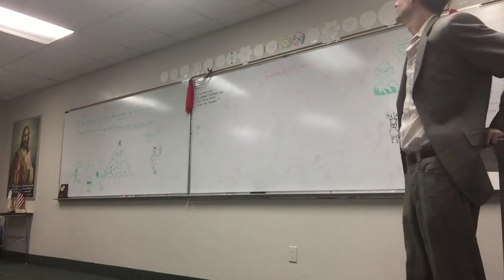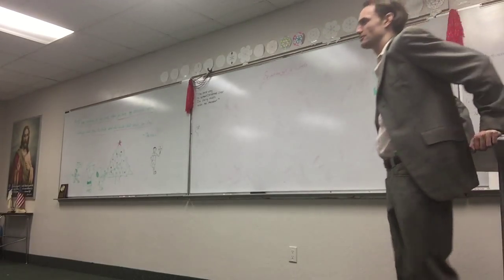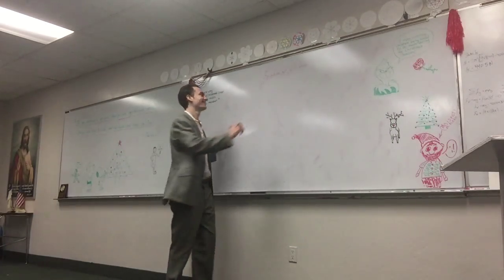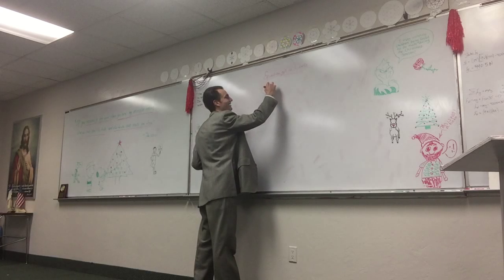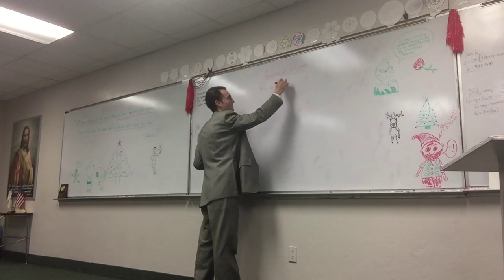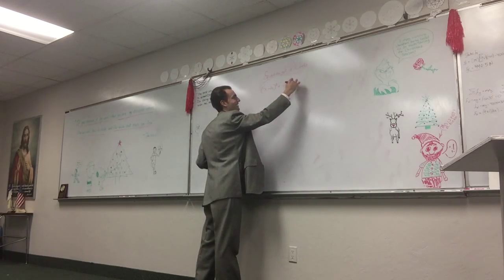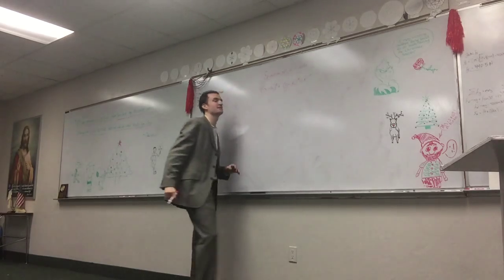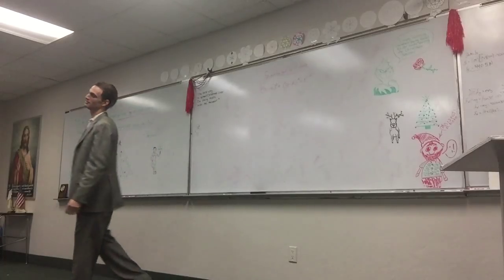Equations of a circle. What's the equation of a circle? X minus h squared plus y minus k squared equals r squared.